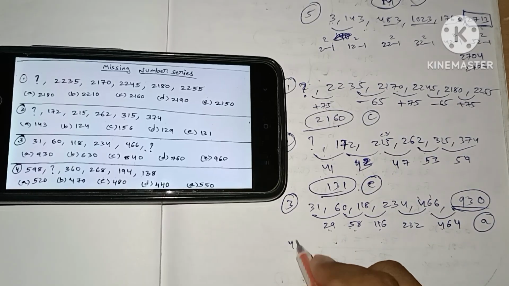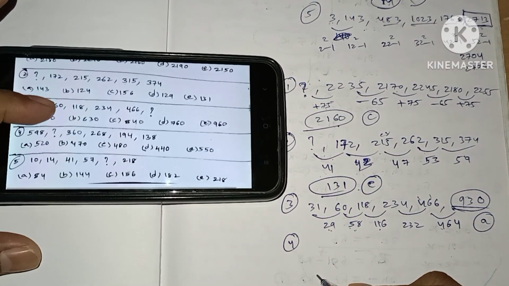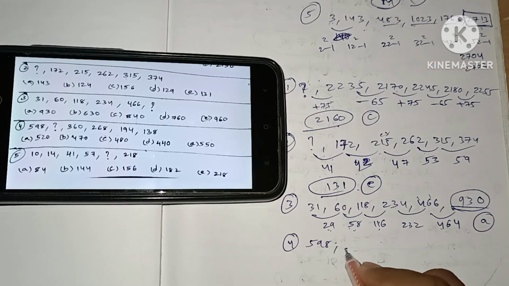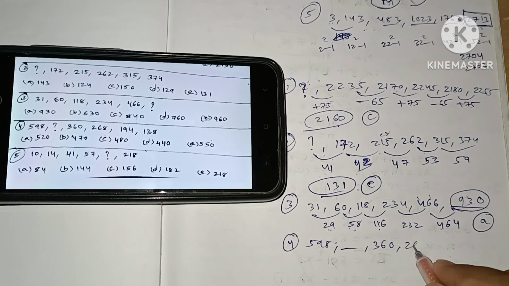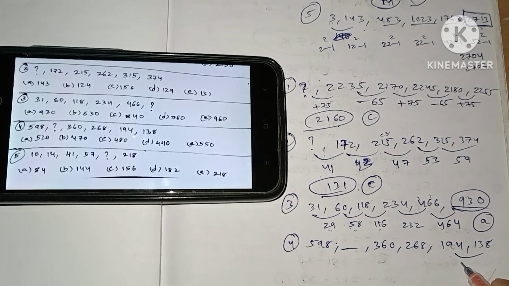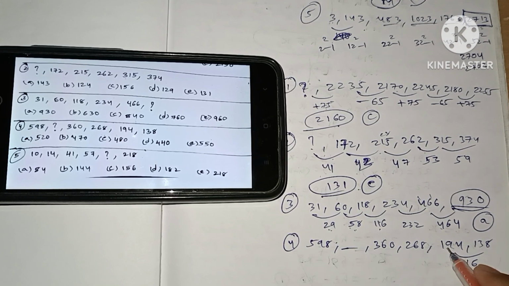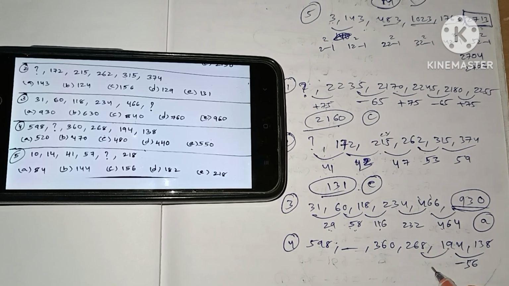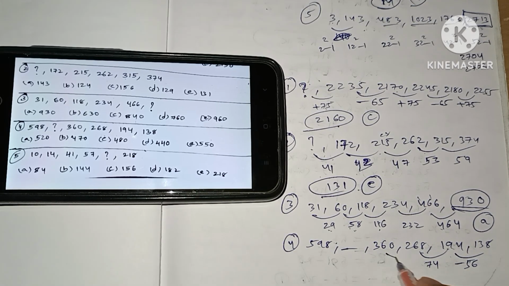Next, fourth one, 598, dash, 360, 268, 194, 138. Here the difference is 92. Here the difference is 74. Here the difference is 56.